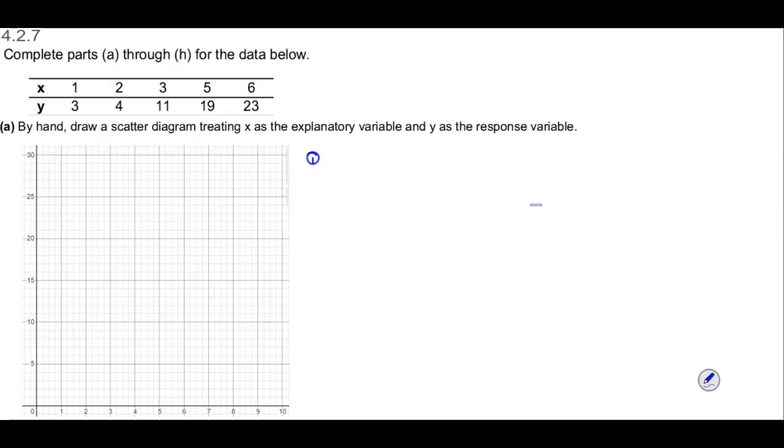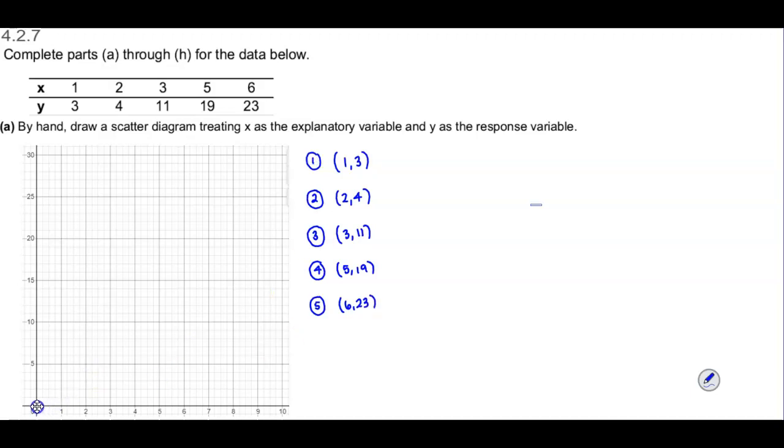So let's take a look at the first ordered pair. Well, the first ordered pair is going to be 1 and then 3. The second ordered pair is going to be 2 and then 4. The third ordered pair is going to be 3 and then 11. The fourth ordered pair is going to be 5 and then 19. And then the fifth ordered pair is going to be 6 and then 23. So let's go ahead and plot those points.